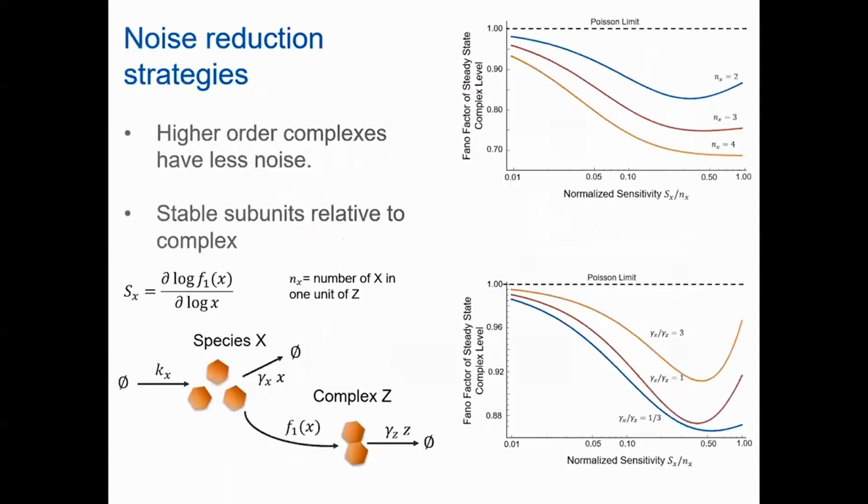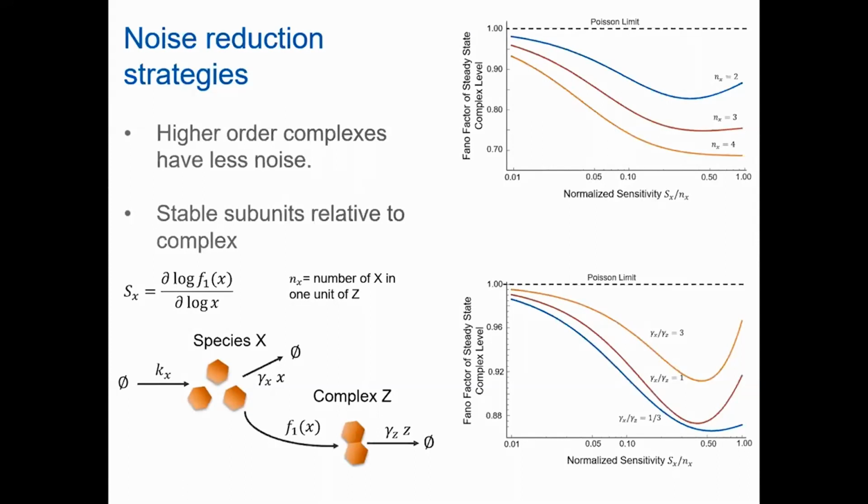To this end, we use a stochastic model of the complex formation process and apply the linear noise approximation method to compute the moments. We quantify noise from these moments using the Fano factor, which is variance divided by mean. The Fano factor is 1 for a Poisson process, which is the case if a species is produced and degraded but does not form a complex, and we take this case as a control.